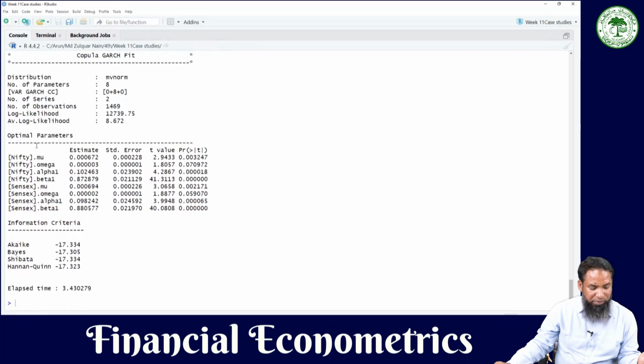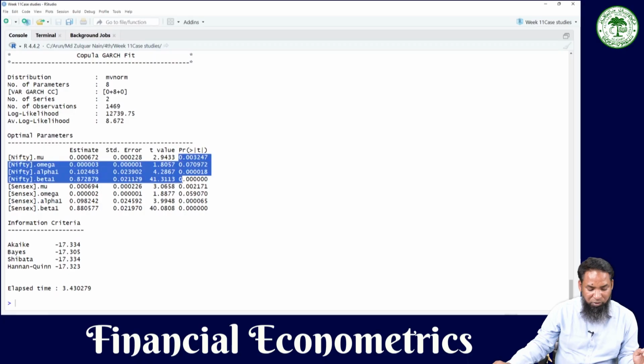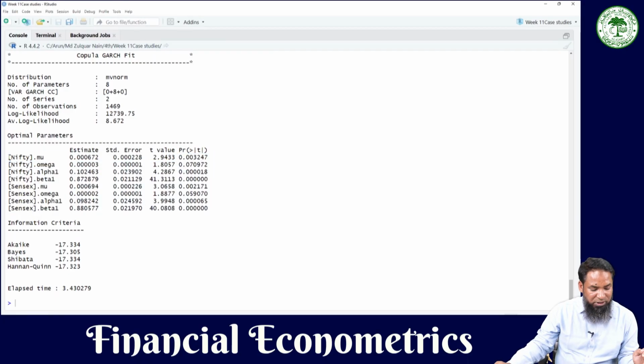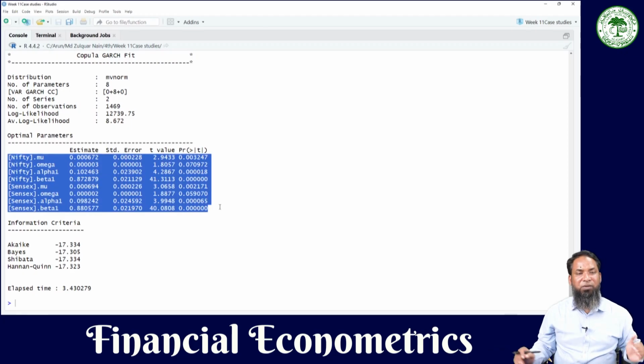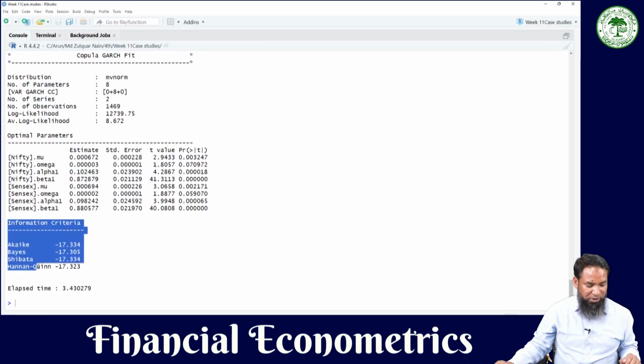Now these are the optimal parameters we have. These are for the Nifty. This is the mean equation, and this is omega, that means the variance constant for the variance equation. This is alpha 1, the ARCH effect, and beta 1, basically the GARCH effect. Similarly for the Sensex, this is mu, the mean equation, omega the constant of the variance equation, alpha 1 for the ARCH effect, beta 1 for the GARCH effect. And by looking at the probability values, we can say all these coefficients are significant. So this is the first indication that the model fits quite well. Then here we have the information criteria.